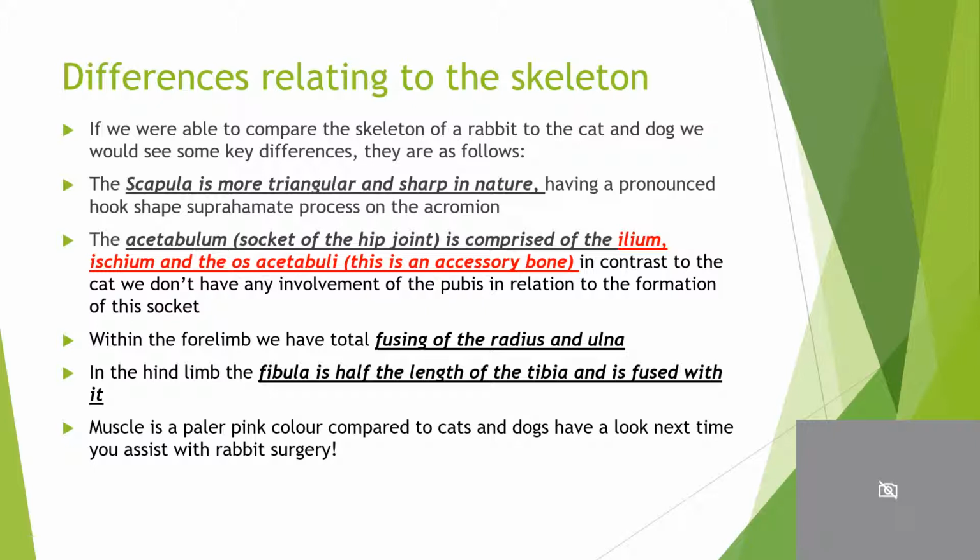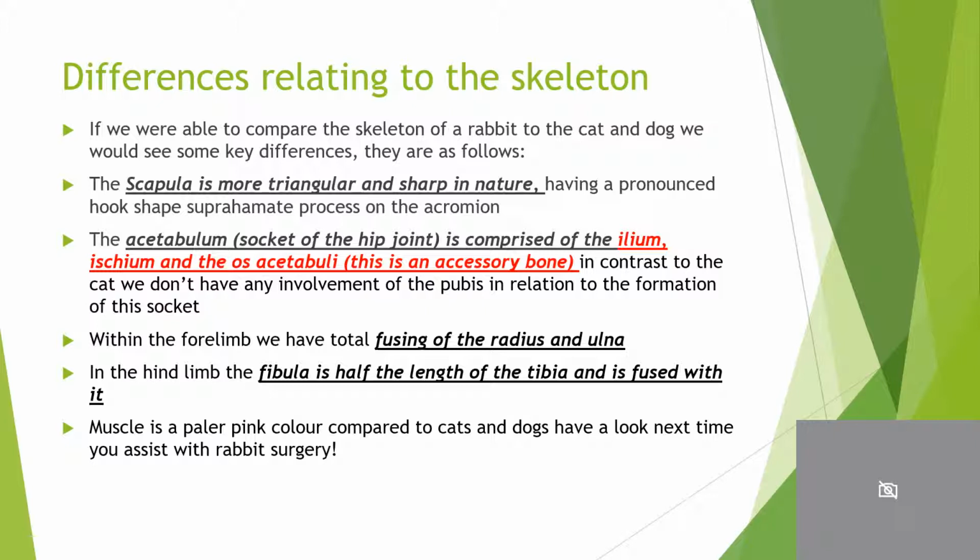So what are the differences relating to the skeleton of the rabbit? If we were to compare the skeleton of the rabbit to the cat and dog, we would see some key differences. They are as follows. The scapula is more triangular and sharp in nature. It has a pronounced hook shape, which we call the suprahamate process on the acromion.